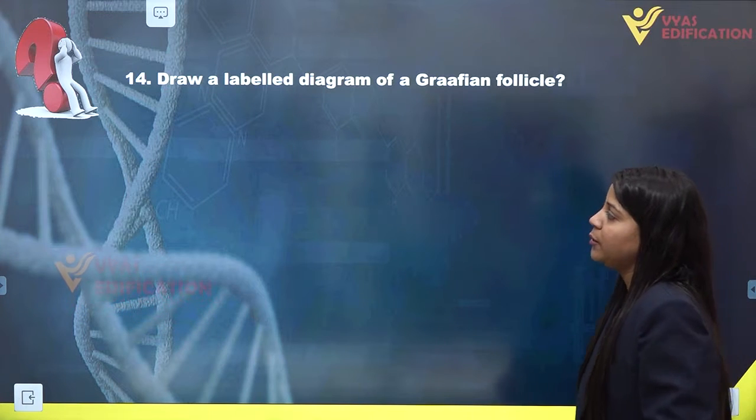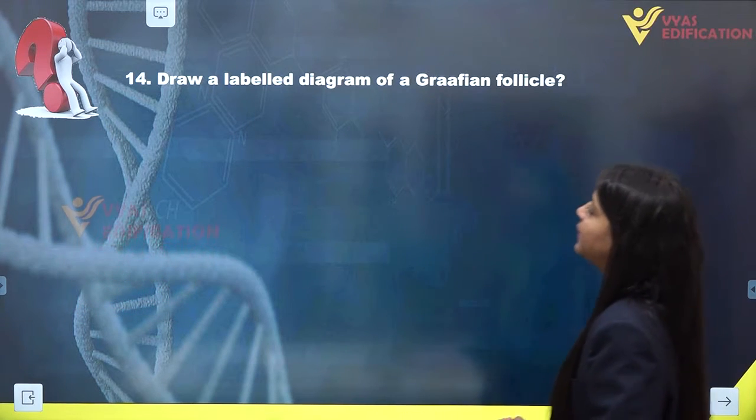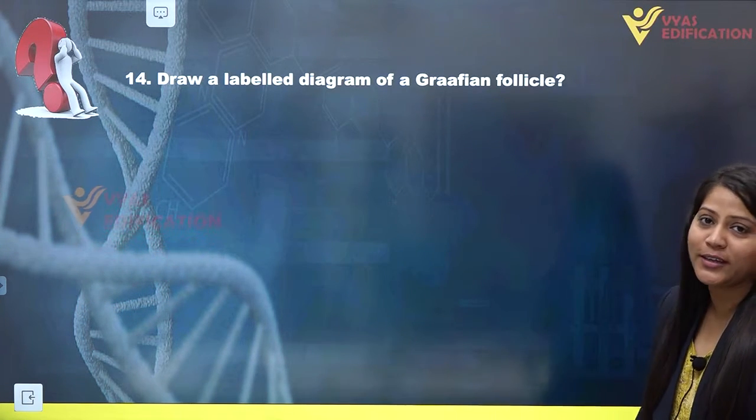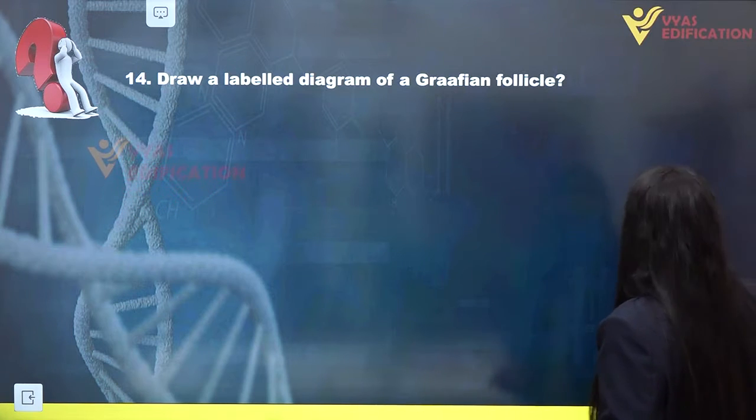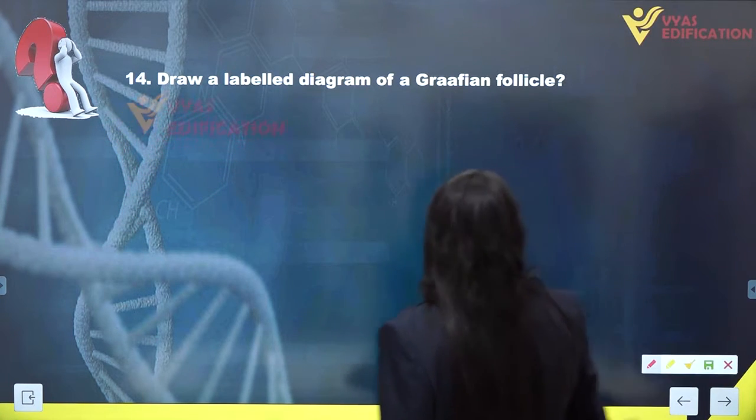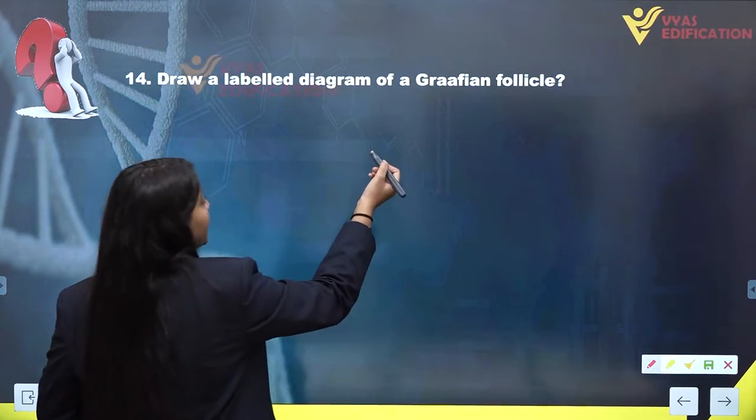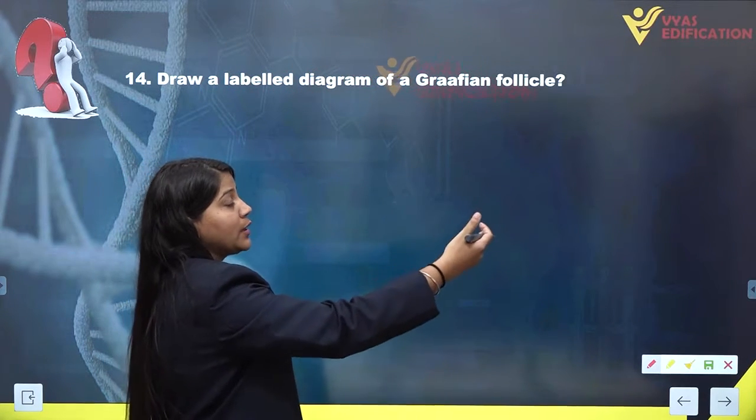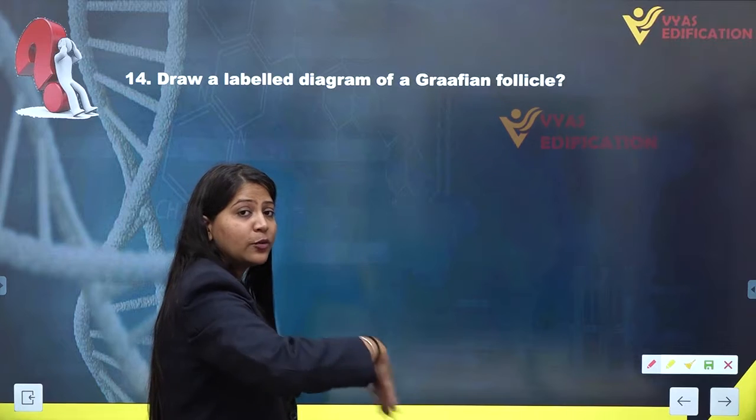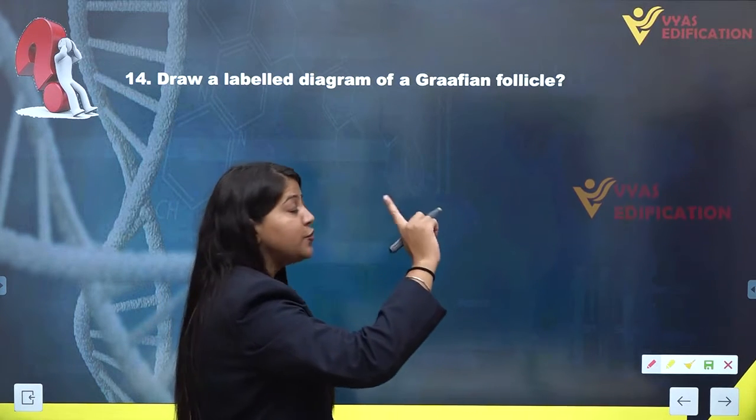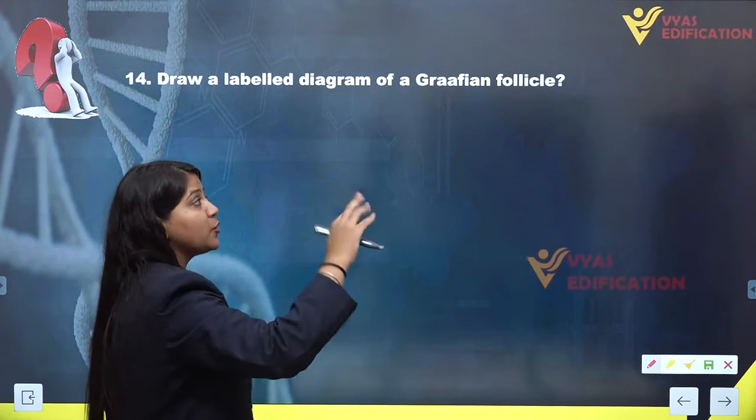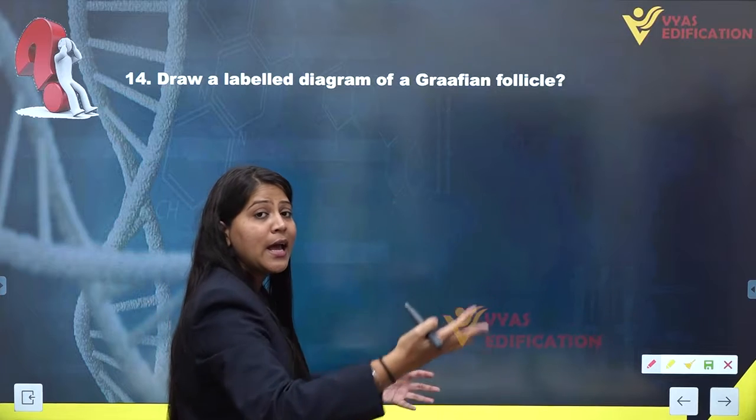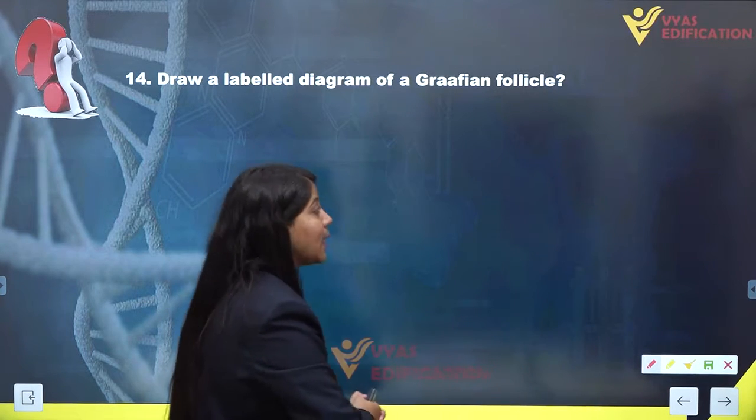The next question, question number 14, is: draw a labeled diagram of a Graafian follicle. Another diagram we have, let's make a diagram of a Graafian follicle, which is a mature follicle through which, after rupturing of this Graafian follicle, the secondary oocyte is released from the ovary into the fallopian tube, where fertilization takes place when this secondary oocyte meets the sperm cell.